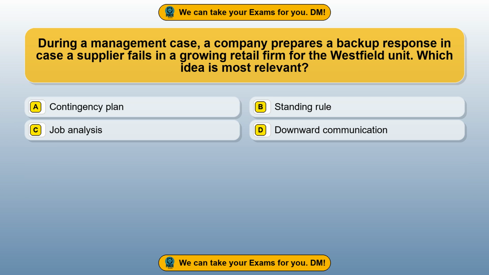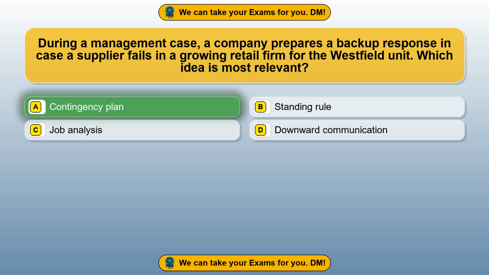Question 6. During a management case, a company prepares a backup response in case a supplier fails in a growing retail firm for the Westfield unit. Which idea is most relevant? Option A, contingency plan. Option B, standing rule. Option C, job analysis. Option D, downward communication. The correct answer is option A, contingency plan.